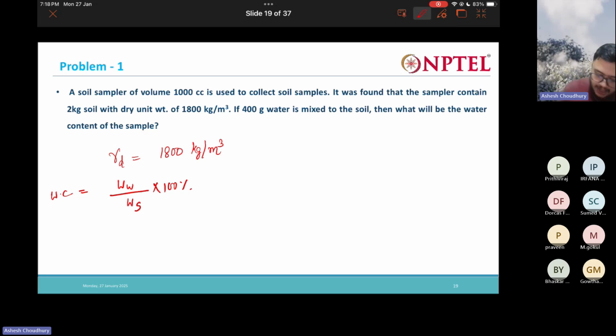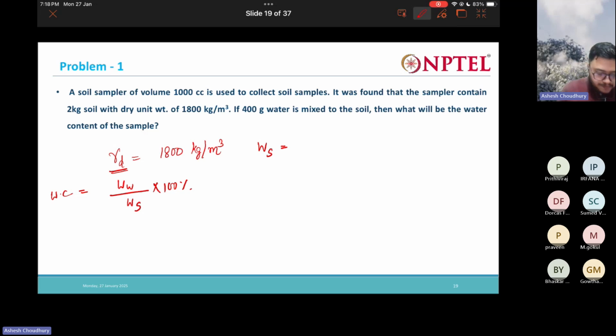Now first let us find out the weight of solids. How can we find out the weight of solids? So we have the dry unit weight, right? Dry unit weight means what? It is the weight of solids, because there is no weight of water, no weight of air, the soil is dry. Thus there will be the weight of solids divided by the volume.